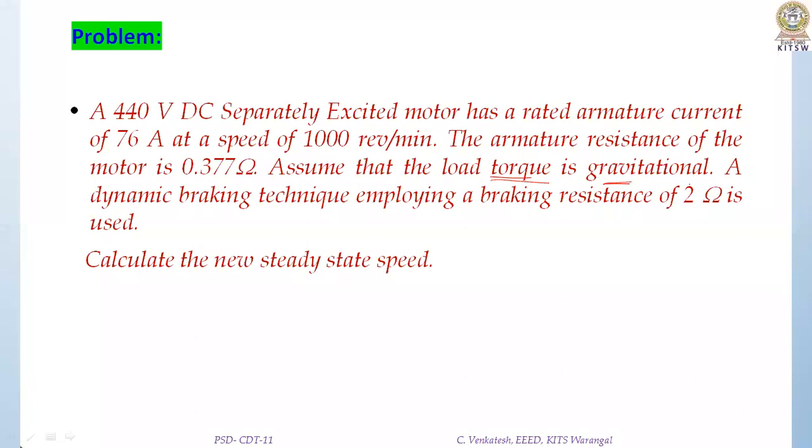Current is not changing. A dynamic braking technique employing a braking resistance of 2 ohms is used. So braking resistance value is also given. Calculate the new steady state speed. So if I include the braking resistance 2 ohms, will it go to zero speed or will it attain any steady state speed that you calculate now?